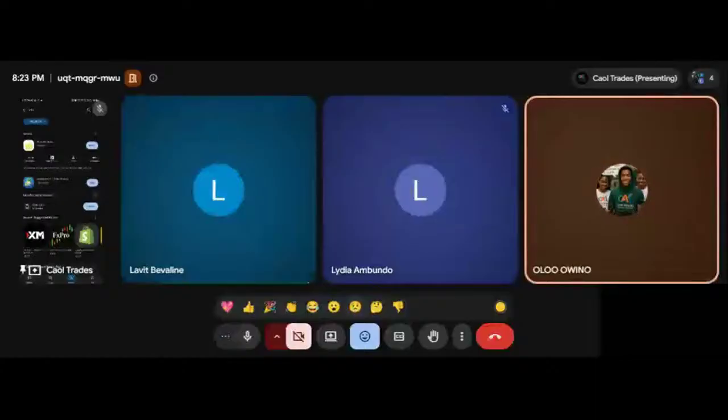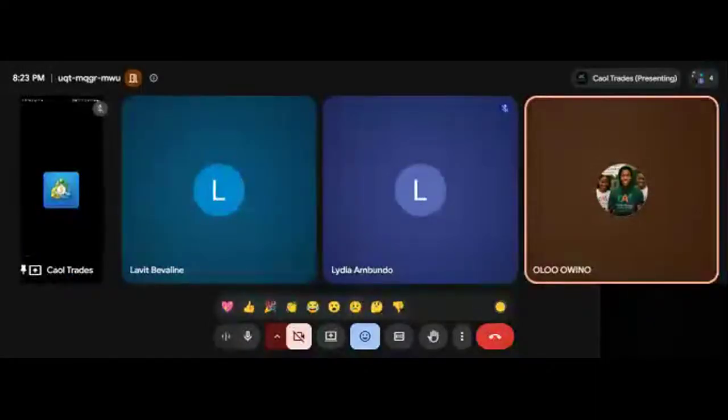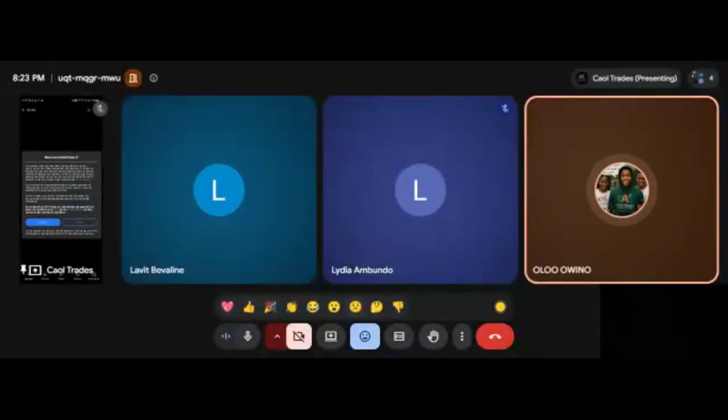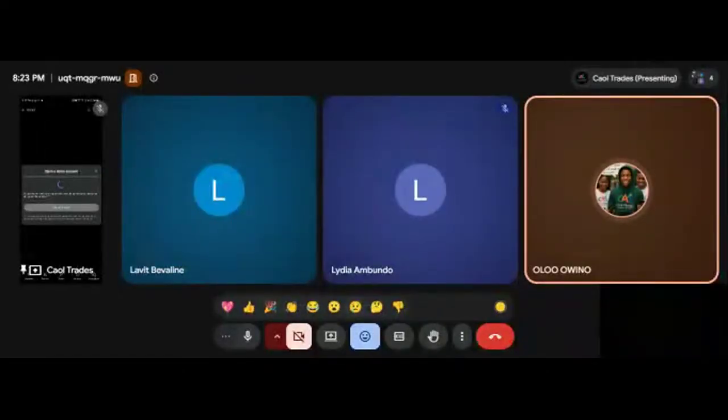Now let's open MT5. It looks that way. You have to add an account. So the first thing you'll do is accept the terms and conditions. Now you're supposed to open an account. I'm going to use an example of a demo account.